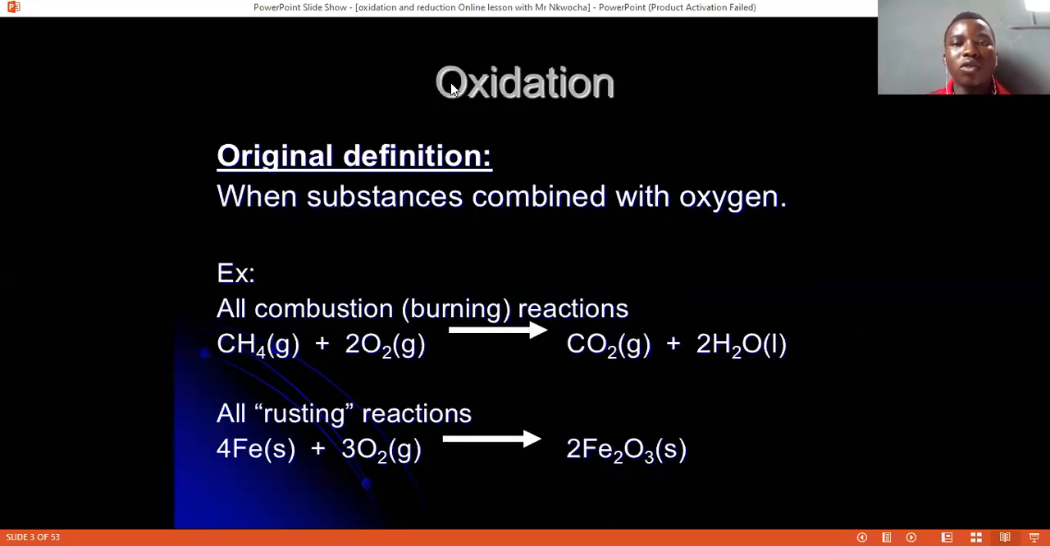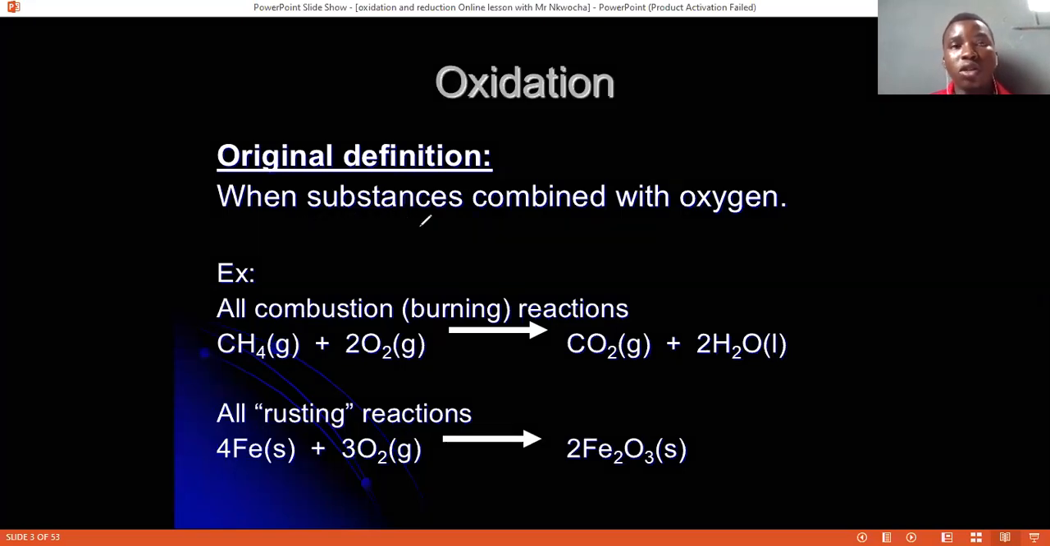Let me just stress a little more here. When a substance combines with oxygen, we say it's an oxidation reaction. Here, methane did not have oxygen before, but the combination with oxygen has led to a chemical change, the formation of new products. Now our interest here is that oxygen is what is being added, so that becomes our oxidizing agent, while methane, which does not have oxygen originally, becomes our reducing agent.